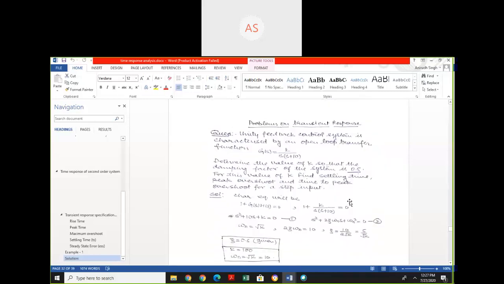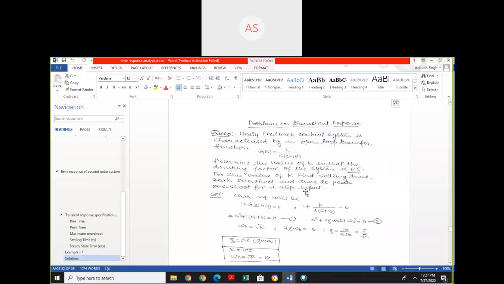Next is a problem on transient response. A unity feedback control system is characterized by the open loop transfer function GS given by K by S plus 1. Determine the value of K so that the damping factor of the system is 0.5. For this value of K, find the settling time, peak overshoot and time to peak overshoot for unit step input.